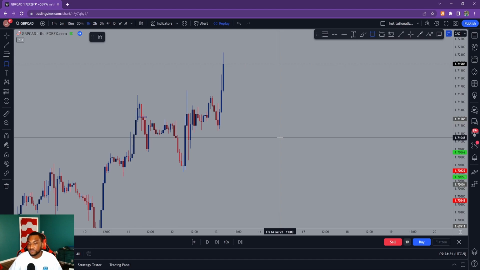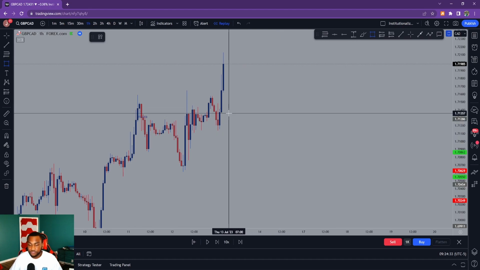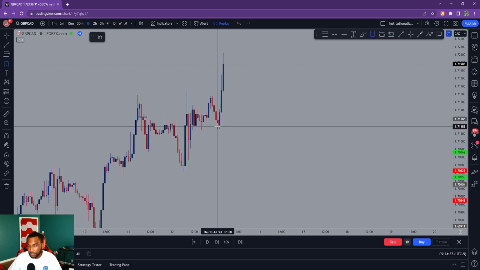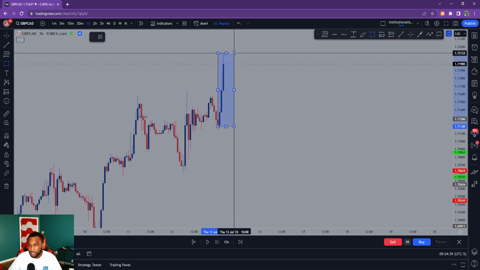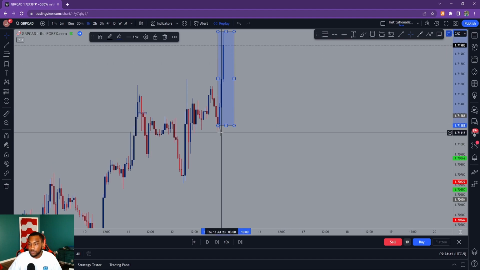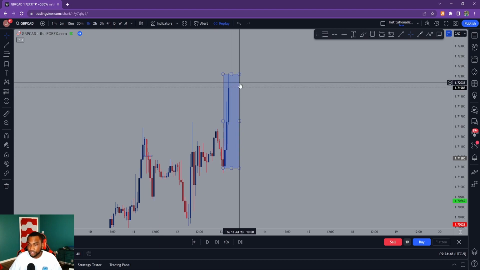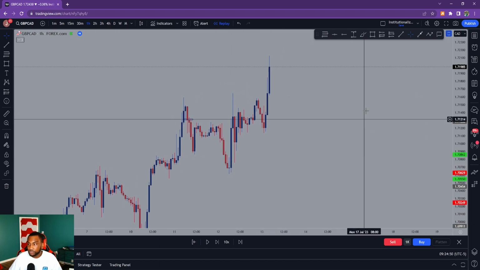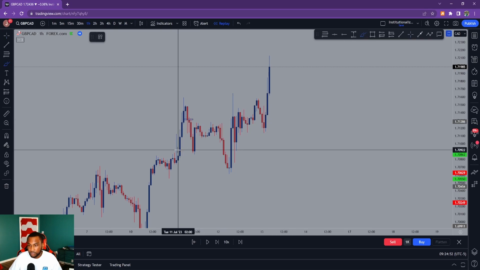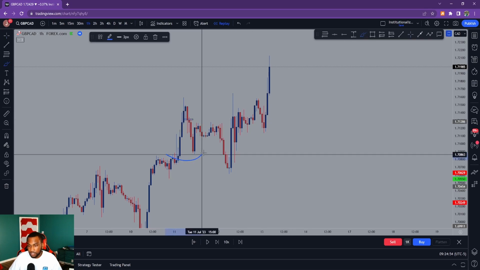So the main thing that I love to look for in the mornings when I'm flipping through my pairs is the impulse push, either to the upside or to the downside. In this case, we're getting the impulse push to the upside. And when I say impulse, I mean that all candlesticks need to be the same color, strong, and just breaking structure in general.